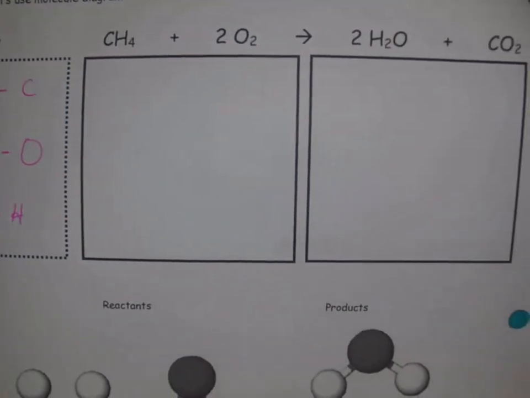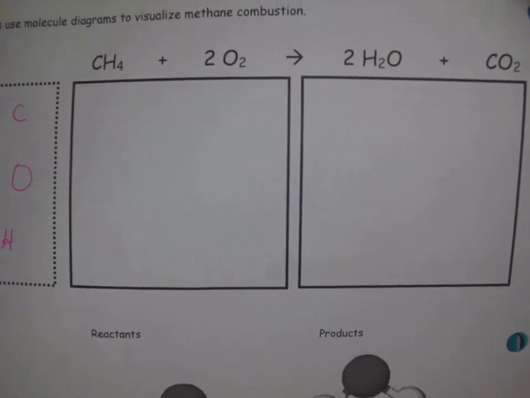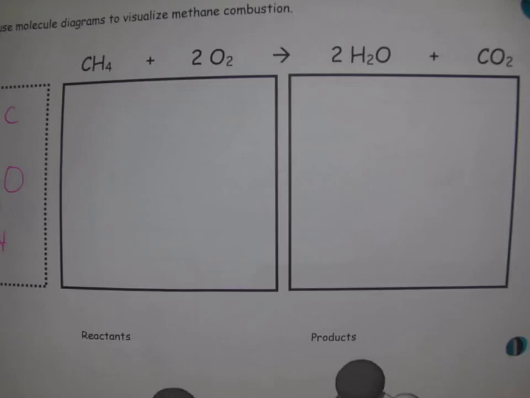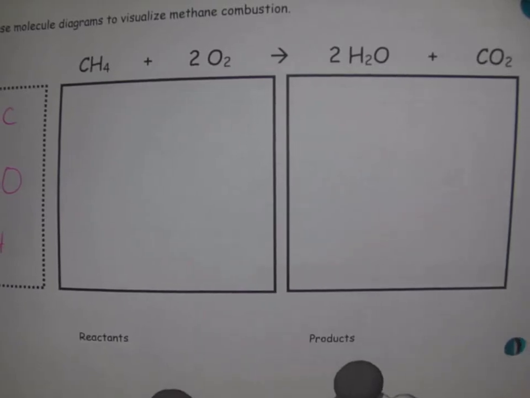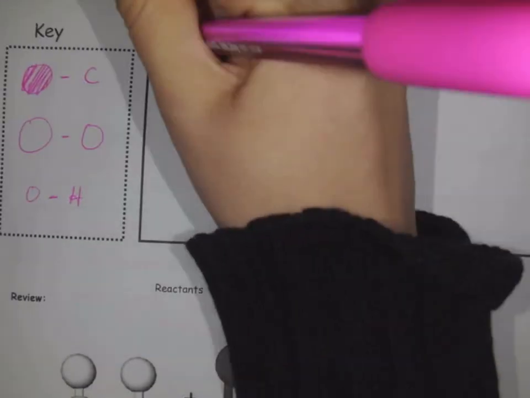If you want to pause right here and try to do this first, that would be great. If you want to follow along and color it in with me, that's fine. So either try it on your own, pause it, and then join me again, or follow along with me. So I'm going to add the coefficients of 1 to help me out here.